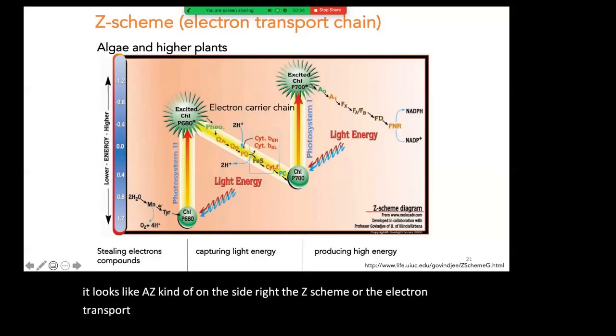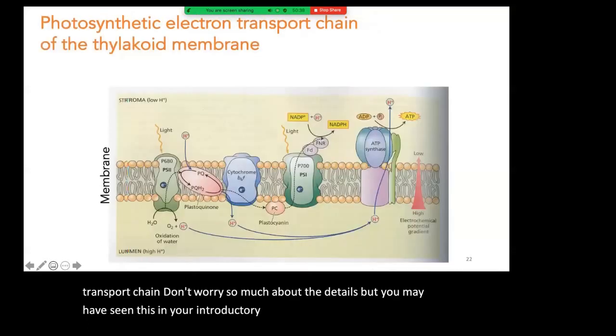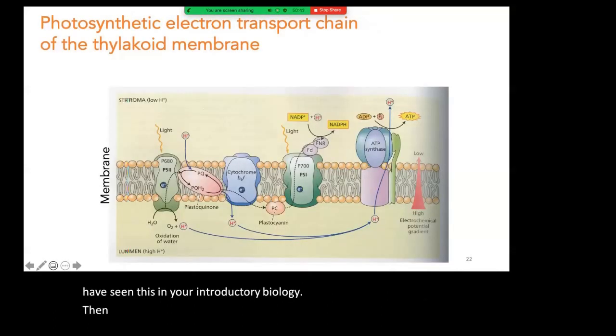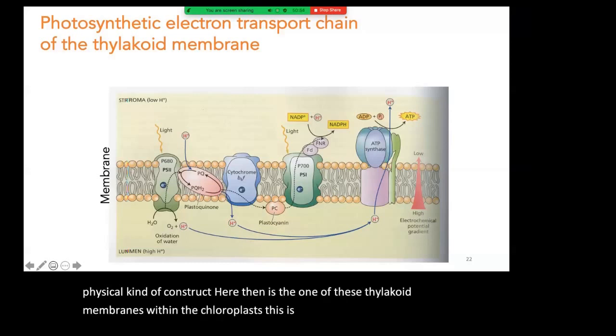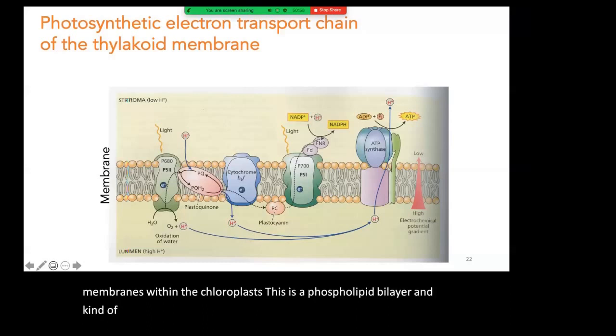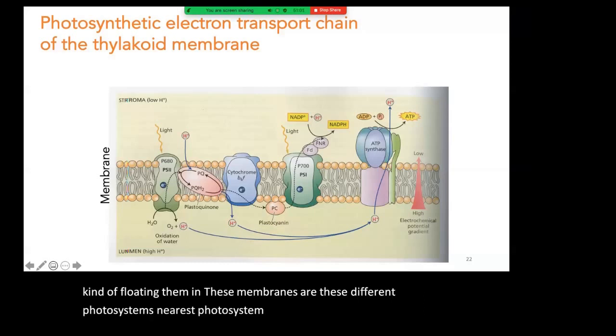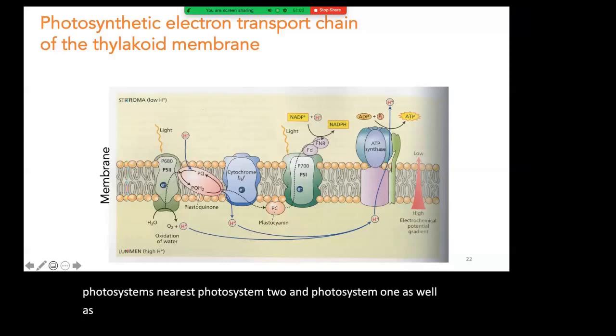All right, don't worry so much about the details, but you may have seen this in your introductory biology. Okay, so then let's back up and put this into a little bit more of a physical construct. Here is one of these thylakoid membranes within the chloroplast. This is a phospholipid bilayer. And floating in these membranes are these different photosystems, here's photosystem 2 and photosystem 1, as well as several different proteins and membranes that are all going to be operating together. And so this is another photosynthetic unit, okay?